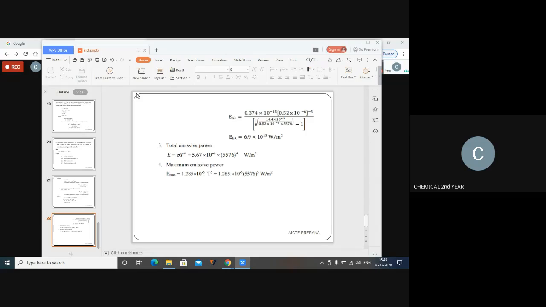Then the total emissive power can be found out as E is equal to sigma into T power 4. You know the value for sigma and T power 4, substitute and get the answer. Then the last question, maximum emissive power. It can be calculated as E max is equal to 1.285 into 10 to the power minus 5 T power 5. Substitute the value for T power 5 and you will get the answer for E max in watt per meter square. Okay, that's all.